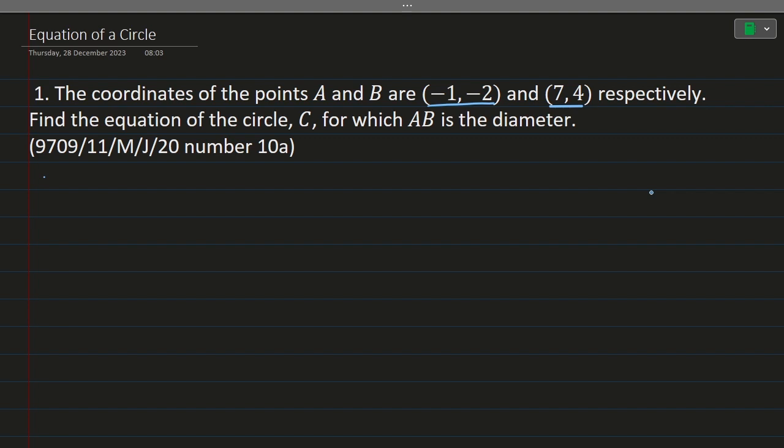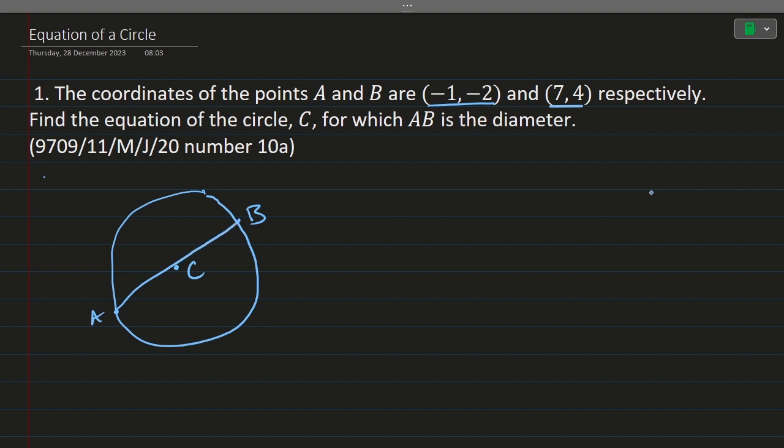So let's sketch a diagram of our problem. We have a circle with a center C. So that will be somewhere here. That's C. And we are told that the points A and B form a diameter. So A would be somewhere here and B would be somewhere there, and they form the diameter.